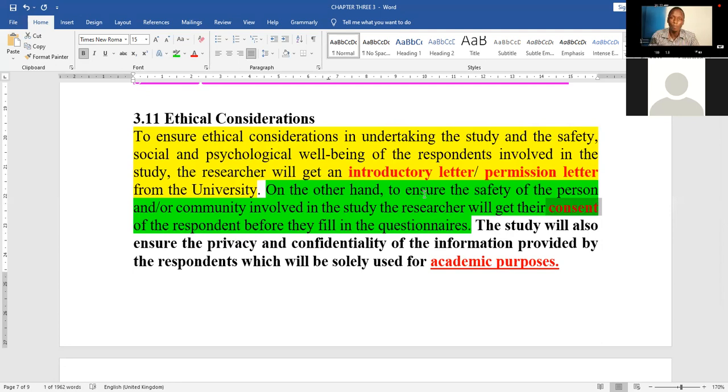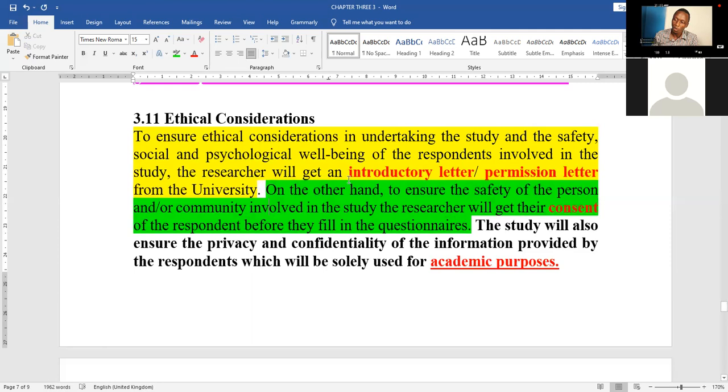How? You approach a person and you introduce yourself. My name is so and so, a student of maybe IUIU. I'm doing research on this topic. Please, do you have 2 minutes to fill in my questionnaire? So you have to ask for permission from each and every person that's going to fill in your questionnaire. So that is what we call consent. You're supposed to seek consent from these respondents before they fill in these questionnaires.